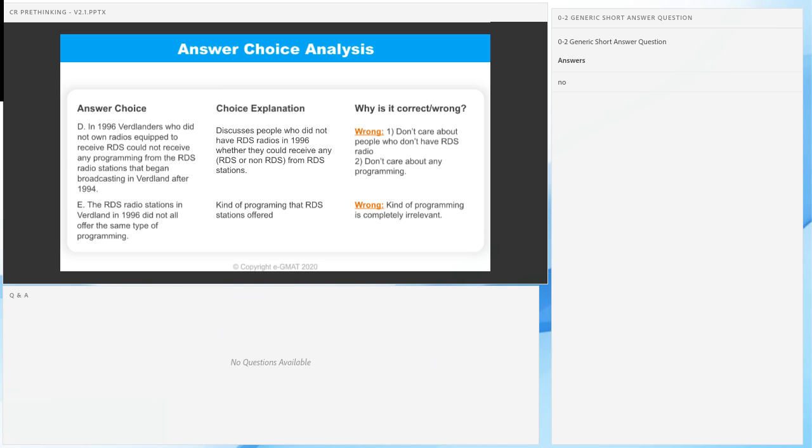Let's look at choice D. A lot of you chose choice D. Choice D says in 1996, Verlanders who did not own radios equipped to receive RDS could not receive any programming. Do we care about these people who don't have RDS radios? Do we care about people, any programming?